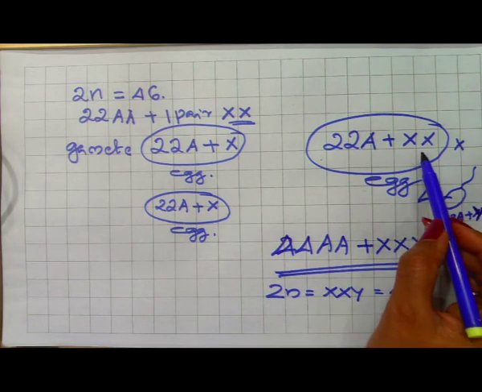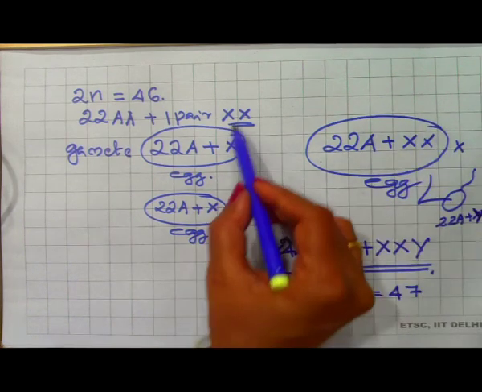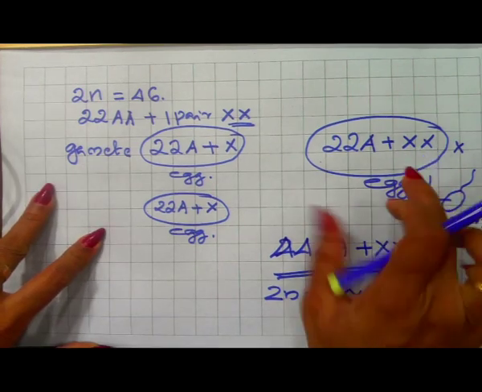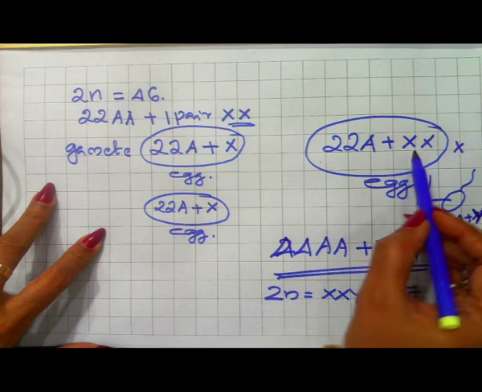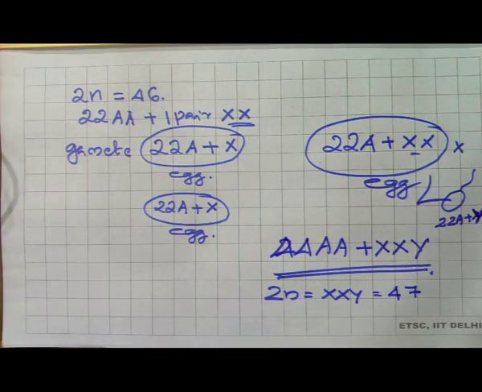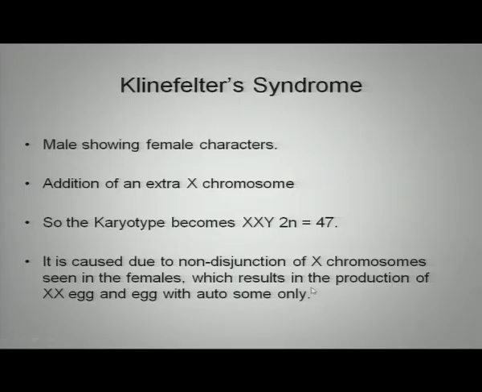So, this particular condition, in which the homologous chromosomes move together into one gamete, is known as non-disjunction of homologous chromosomes. So, here also in Klinefelter syndrome, the reason for this particular syndrome is non-disjunction of X chromosomes present in the female individuals at the time of gamete formation. So, it results in the production of an egg with both the X chromosomes and the other one without any X chromosome.